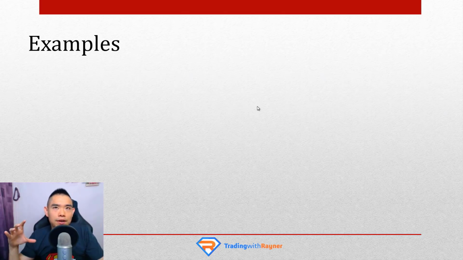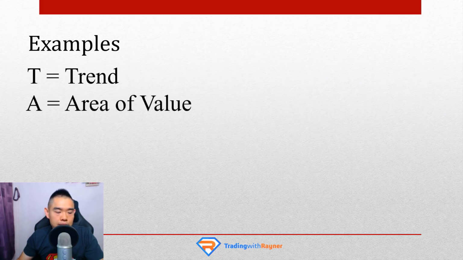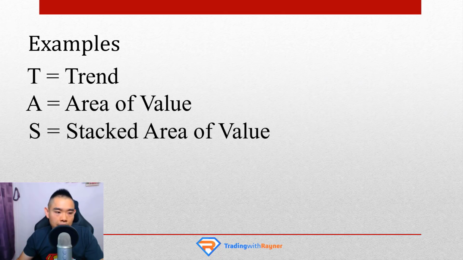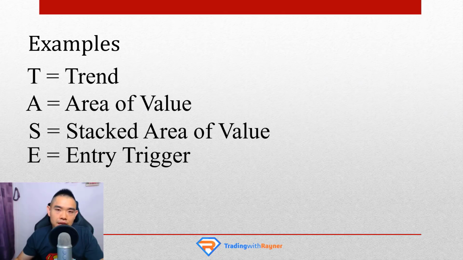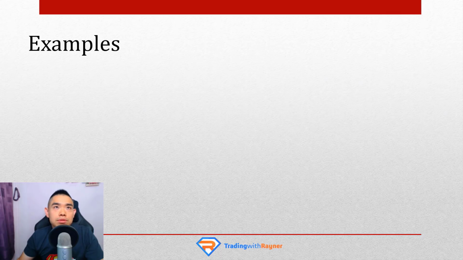So let's have a look at a few charting examples to illustrate today's concept. The TASE concept. Let me just recap: Trend, area of value, stack area of value, and entry trigger. The one thing to mention is that the stack area of value basically is that you want your area of value on the entry time frame, on your trading time frame, to coincide with a higher time frame area of value. Okay, so let's have a look at a few examples.